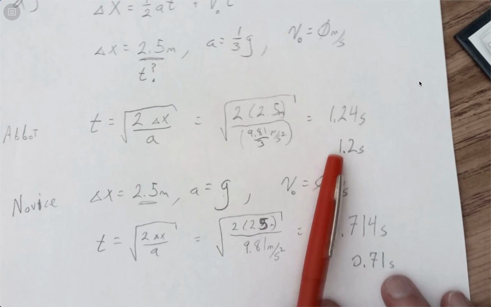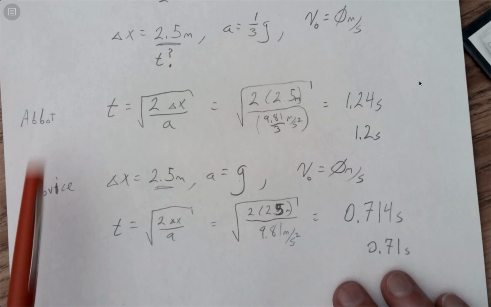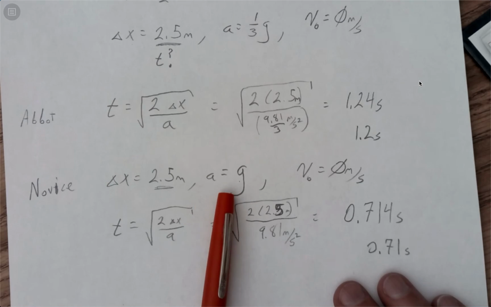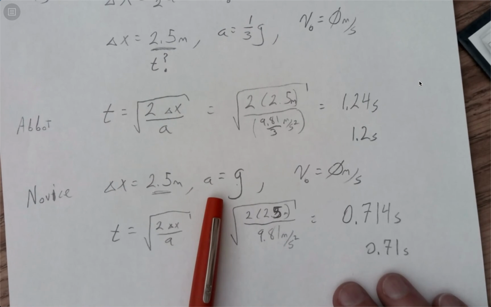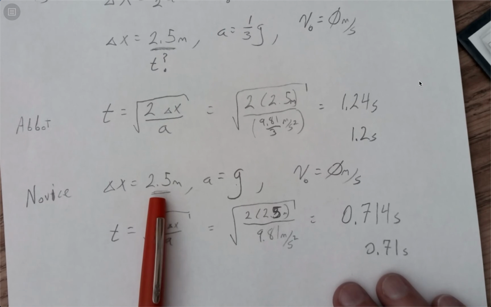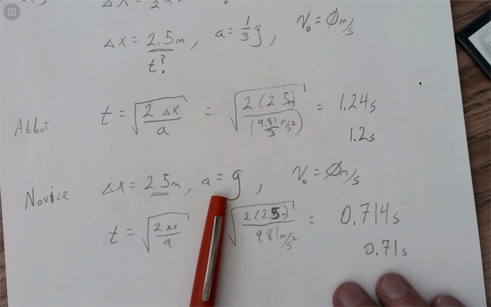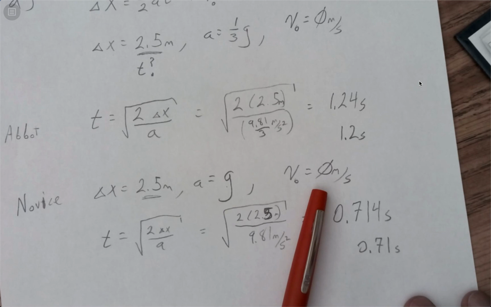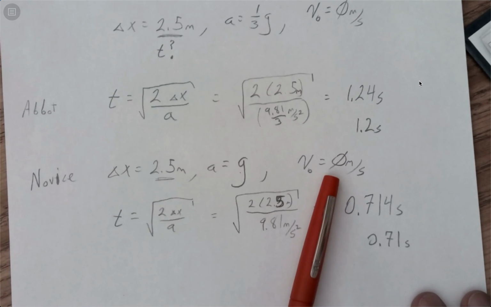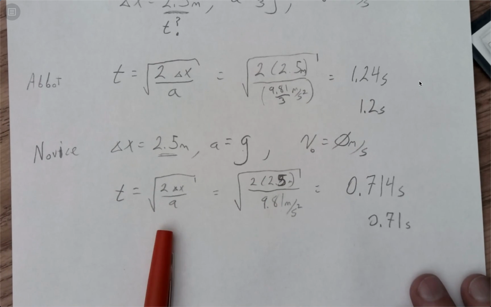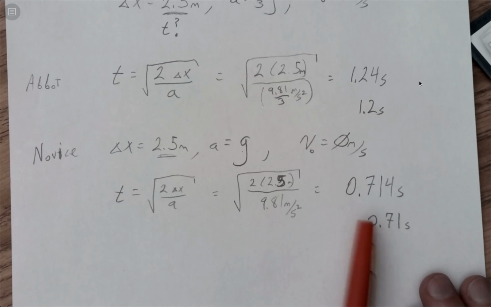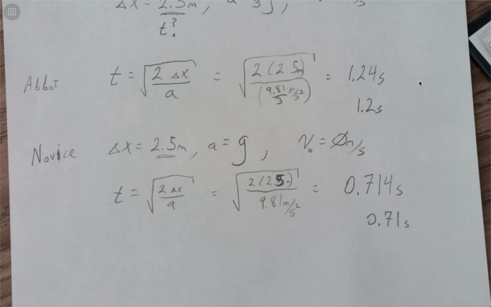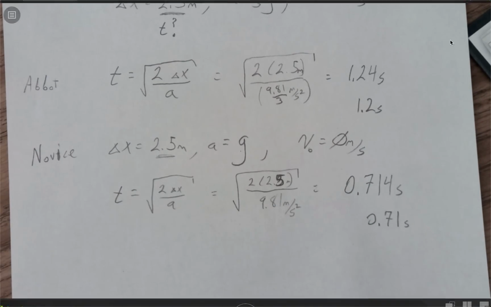And then for the novice, the abbot lets go, so the novice has an acceleration due to gravity. So the novice is in free fall. So it falls 2.5 meters with the acceleration due to gravity. We could say the initial velocity is 0. It makes this easier. So then we can get the time in the same fashion to be about 0.71 seconds. And so this is what we have for this problem.